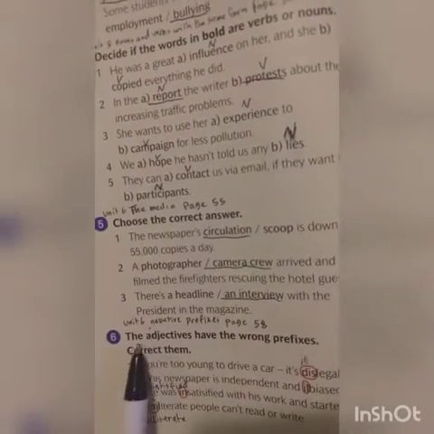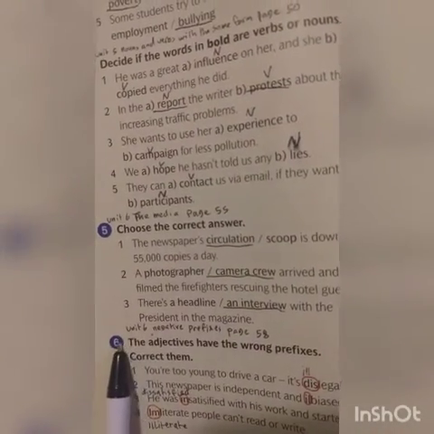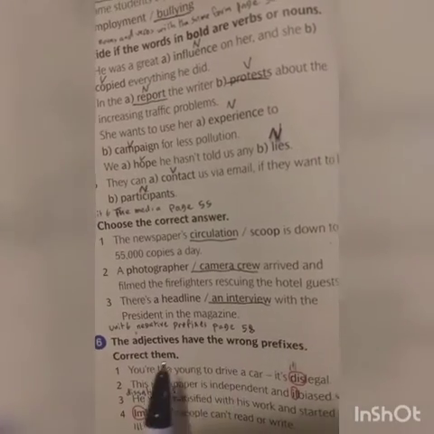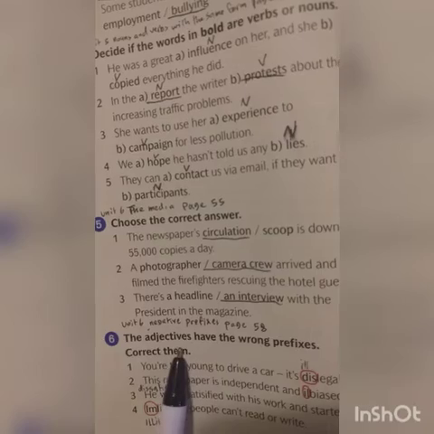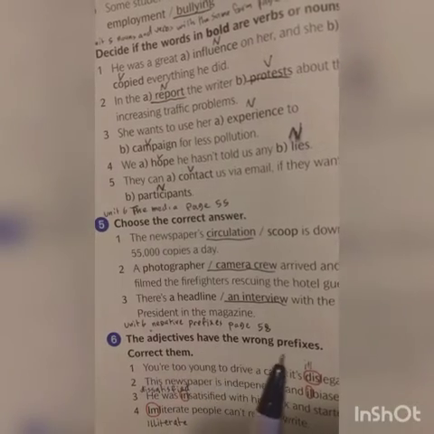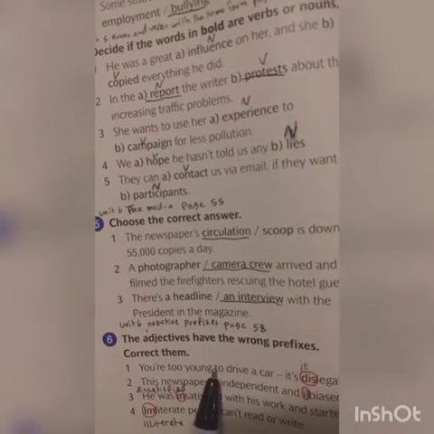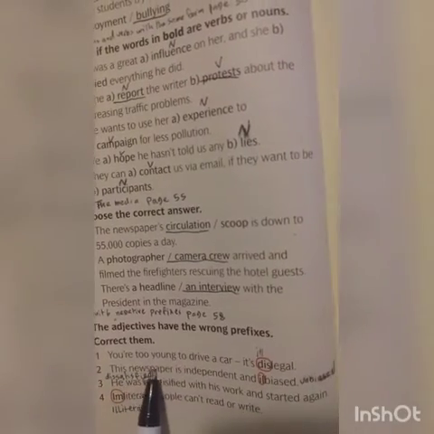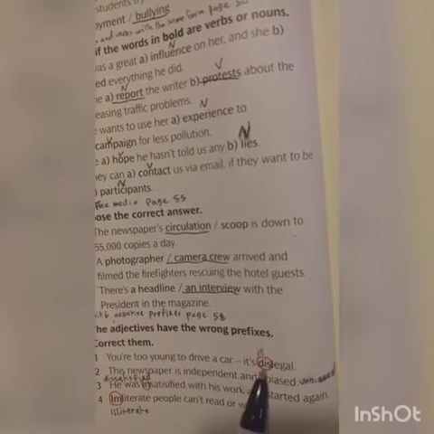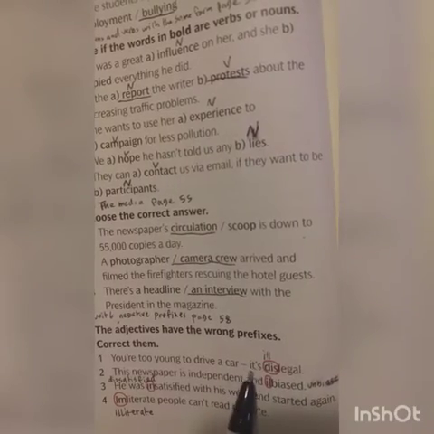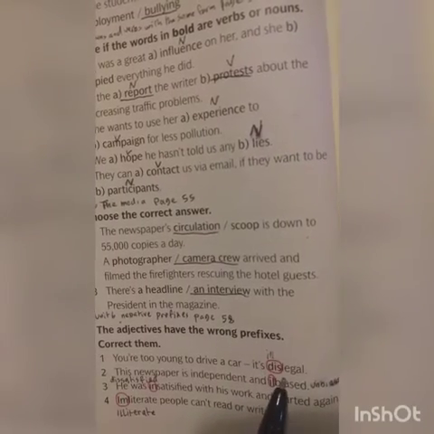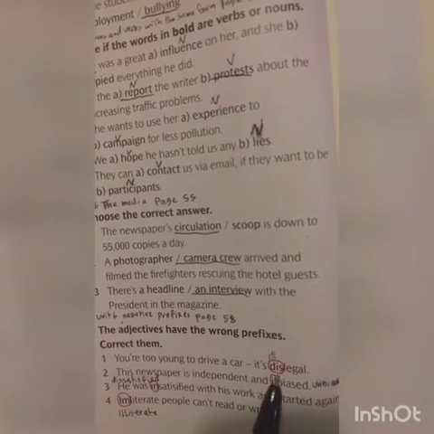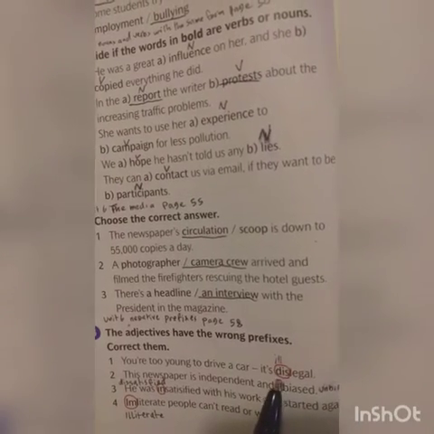Number 6. It's a revision for Unit 6, negative prefixes, page 58. The adjectives have the wrong prefixes, correct them. So let's correct the adjectives. You're too young to drive a car, it's dislegal. Well, the correct answer is illegal. We use IL to form the prefix of legal, which means not allowed by law.